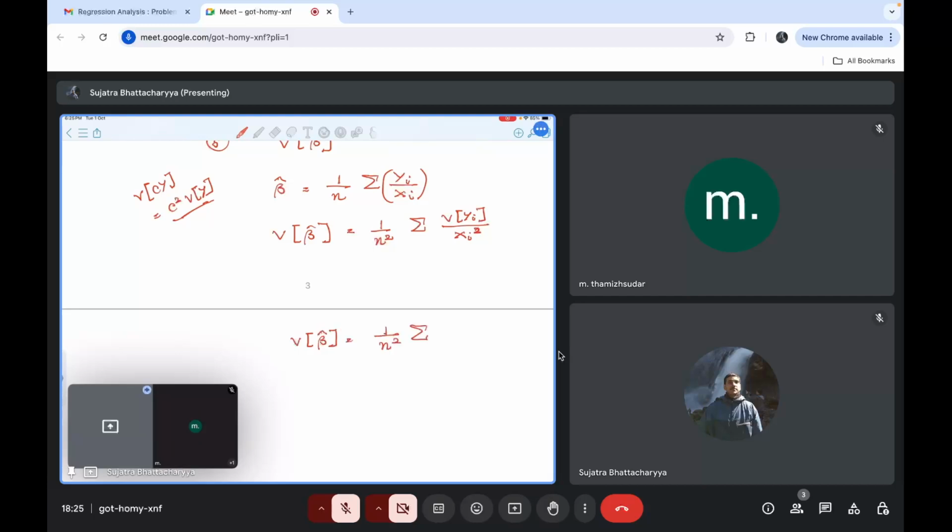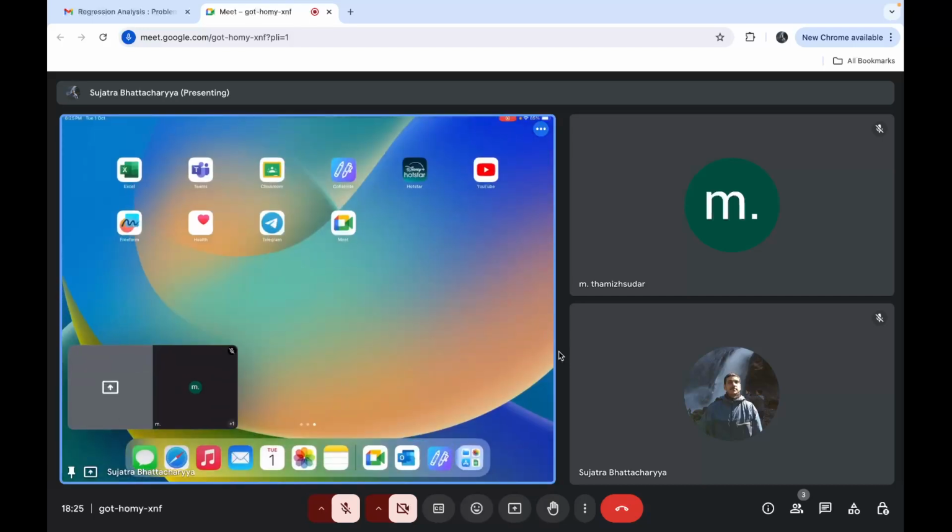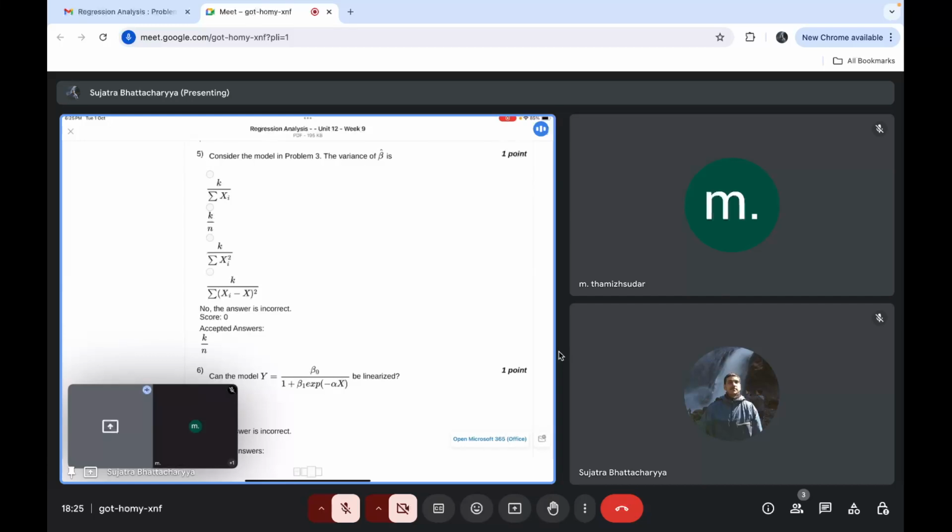So variance of yi, what is that? Variance of yi is k xi squared, given in the question in problem 3, divided by xi squared. Let the summation be there, it does not matter. So now I can chop this off. You can see here it is n times summation of the same constant k. So the summation of k n times will be n times k. Correct? So this n and n will be chopped off, so it will be k by n. The variance of beta hat is k by n. Okay. So here it will be the second option, k by n.